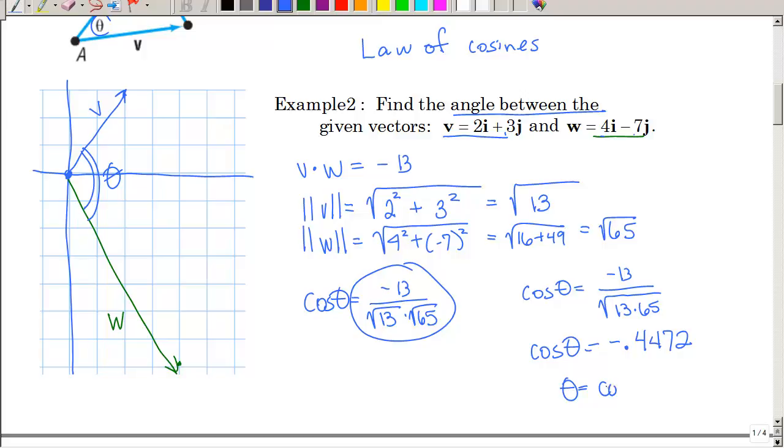Now leave everything in your calculator, and we need to know theta. So theta is the inverse cosine, and if you have an answer button, you could say answer, or if you rounded, that's okay. And so theta ends up being 116.6 degrees. And you can see that that is a reasonable answer. That definitely was an obtuse angle.